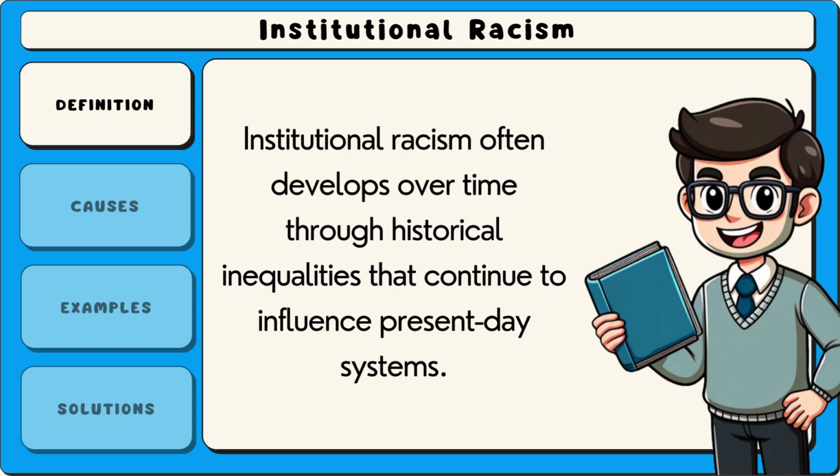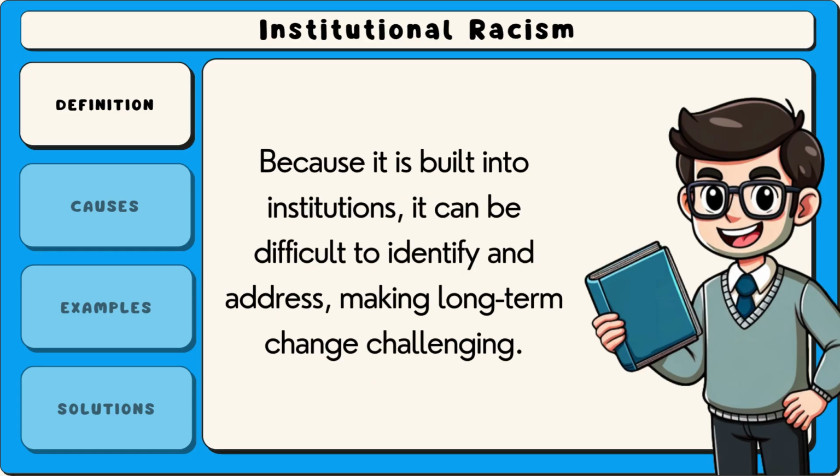Institutional racism often develops over time through historical inequalities that continue to influence present-day systems. Because it is built into institutions, it can be difficult to identify and address, making long-term change challenging.